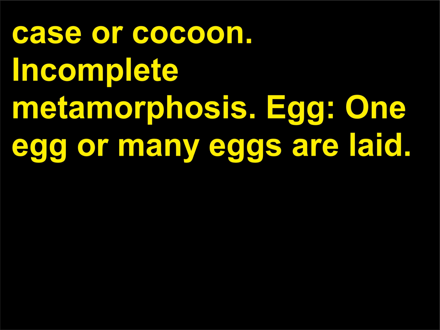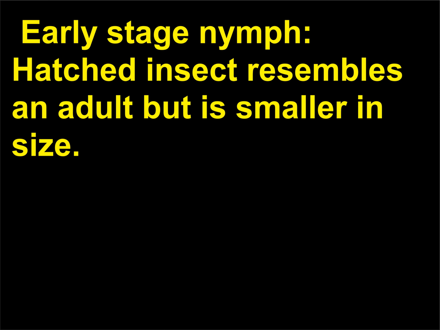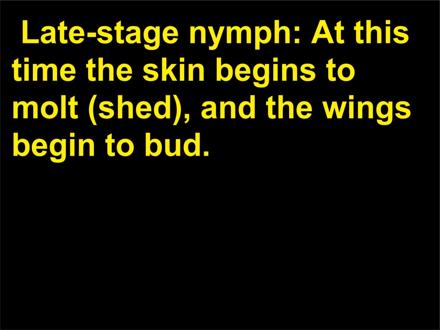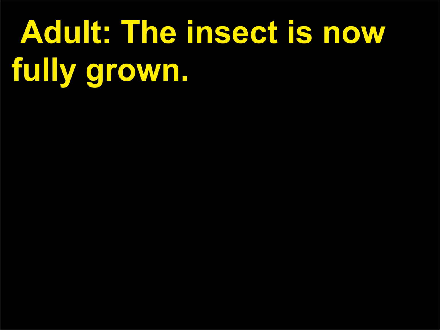Incomplete metamorphosis. Egg. One egg or many eggs are laid. Early stage nymph. The hatched insect resembles an adult but is smaller in size. However, those insects that would normally have wings have not yet developed them. Late stage nymph. At this time the skin begins to molt, shed, and the wings begin to bud. Adult. The insect is now fully grown.